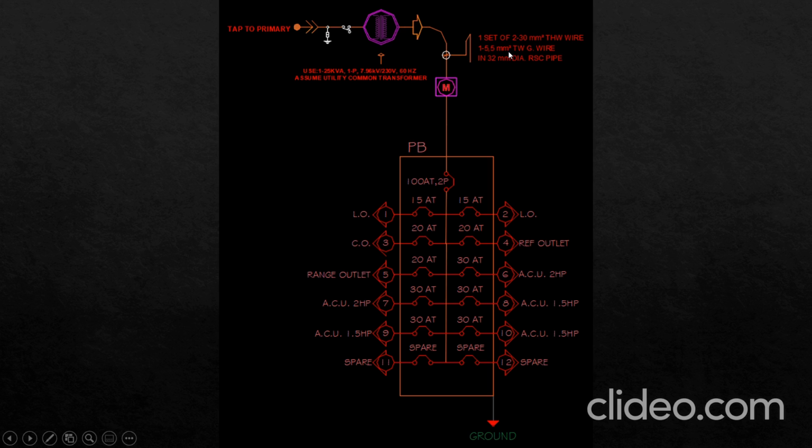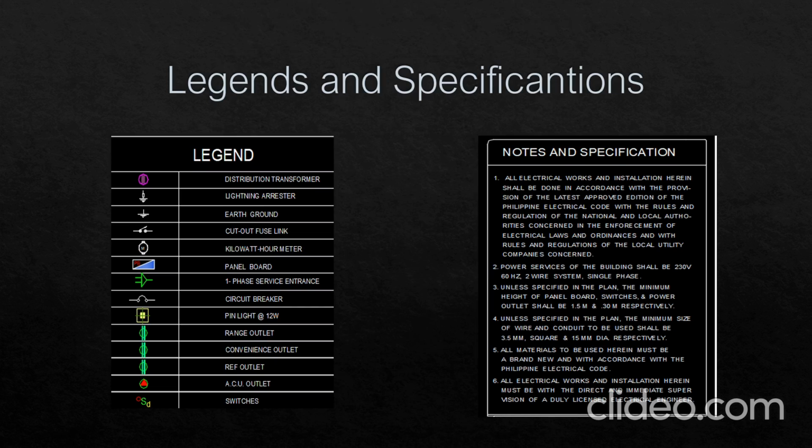The main feeder wire is 2 to 30 mm squared THW wire, and I use 32 mm diameter RAC pipe. This is the meter, and this is the panel boards. This is my legends and specifications.